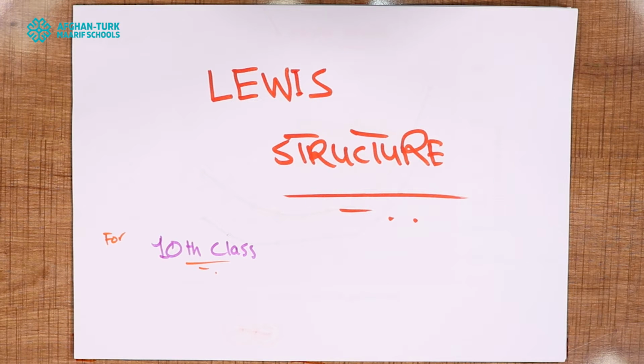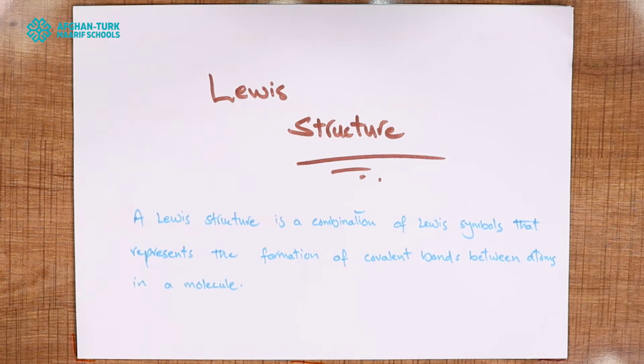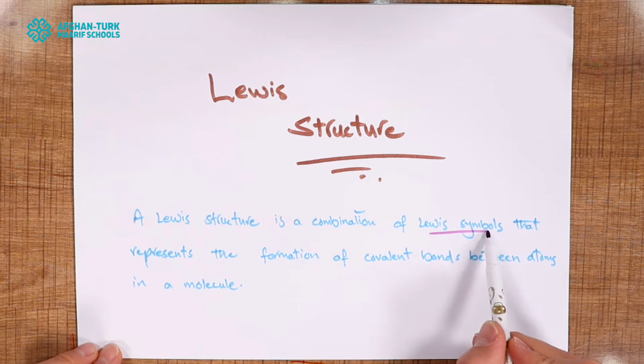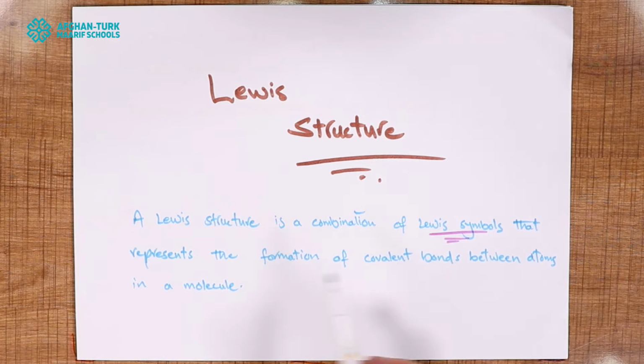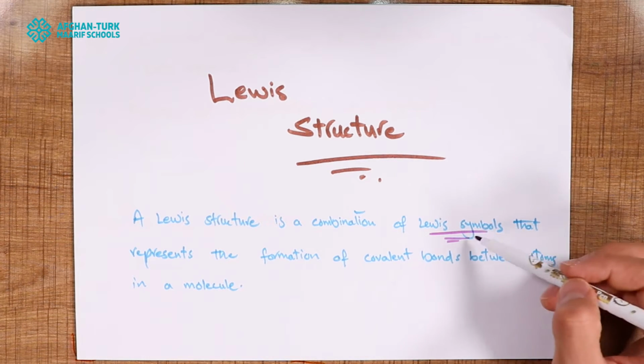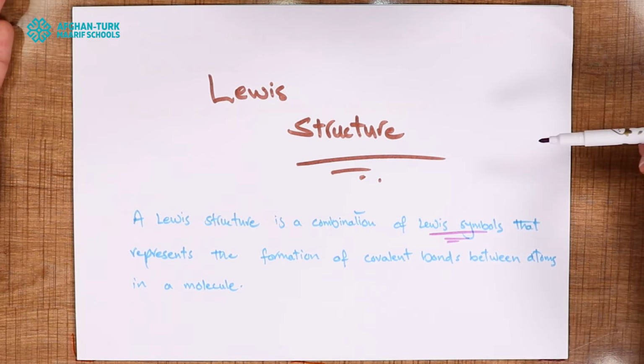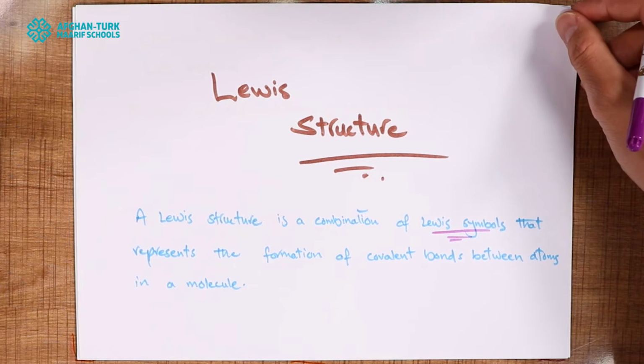Today we are going to study Lewis structure. Okay, let's see what this is. A Lewis structure is a combination of Lewis symbols that represents the formation of covalent bonds between atoms in a molecule. Let me tell you again: a Lewis structure is a combination of Lewis symbols that represents the formation of covalent bonds between atoms in a molecule. What is the Lewis symbol? First of all, we have to recognize this Lewis symbol. Then we will draw the Lewis structure of some molecules.